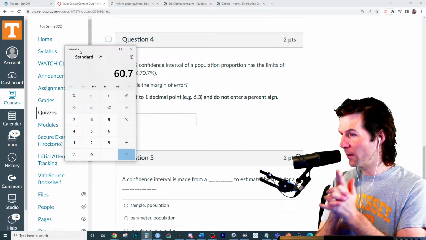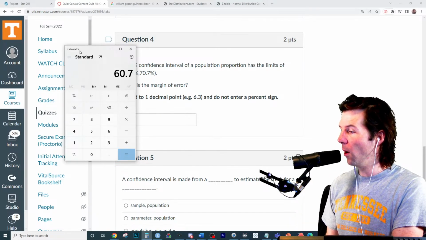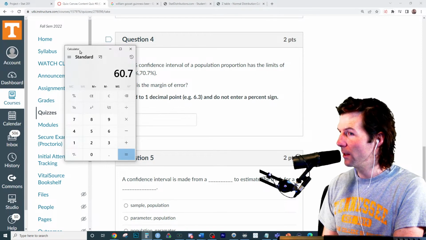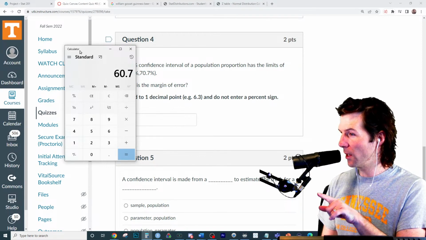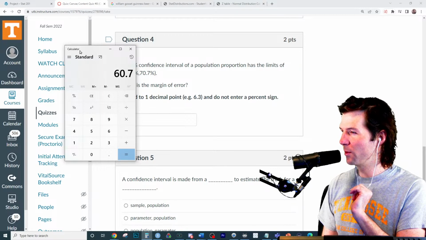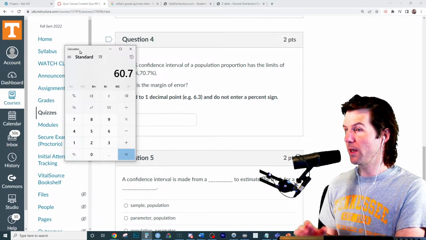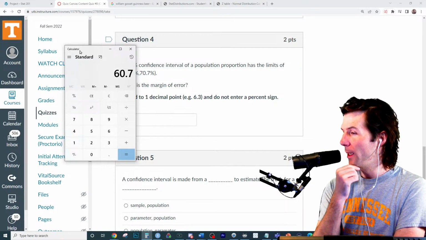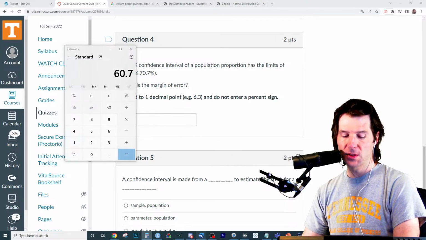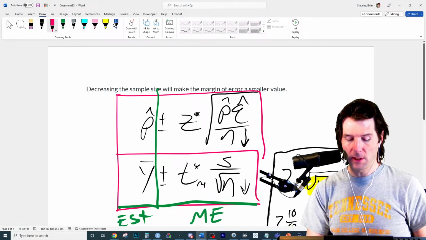How would we find the margin of error of this? Oh, Blake, are you asking about this one right here? But this one only wants us to find the margin of error. Conceptually, this is a good thing to memorize.